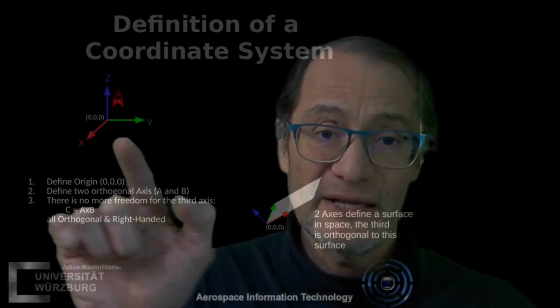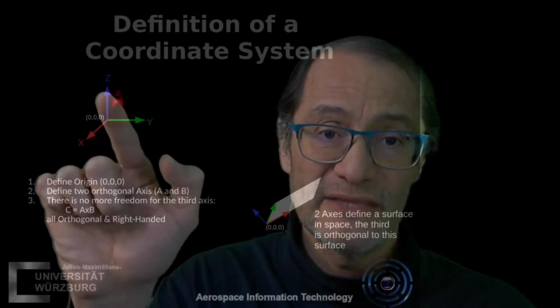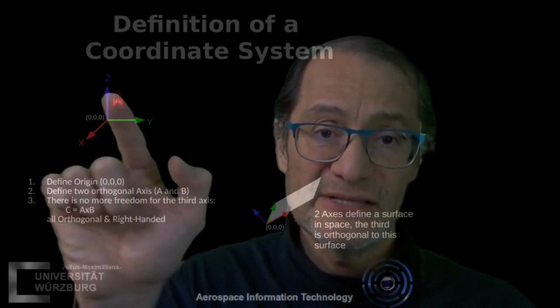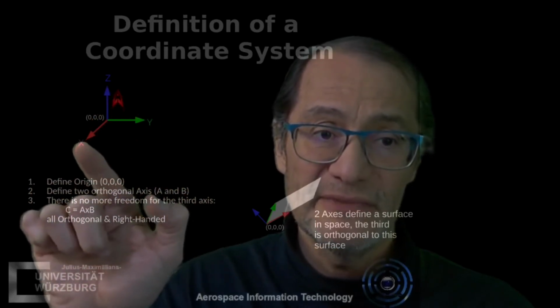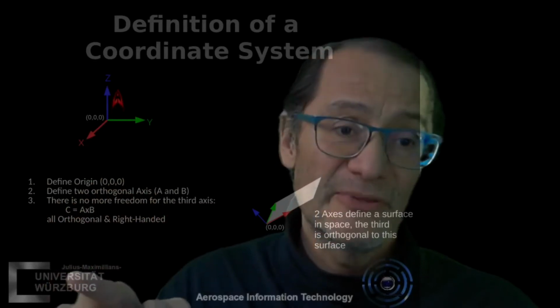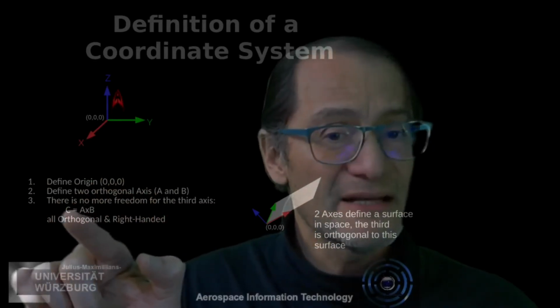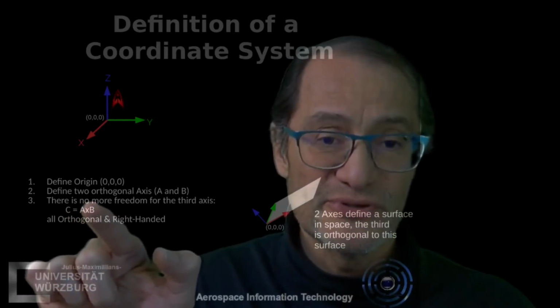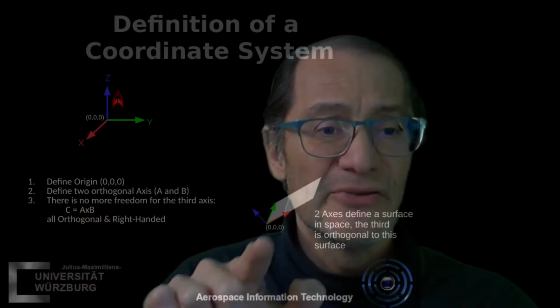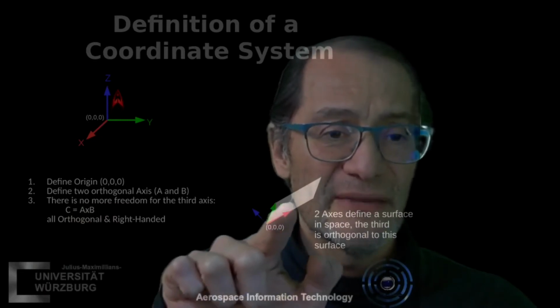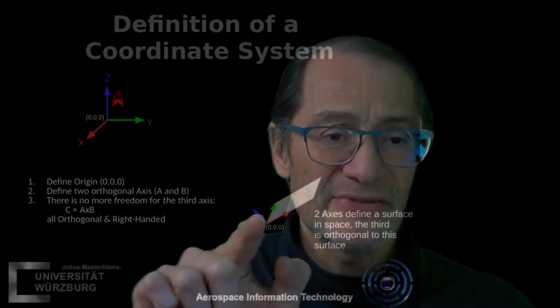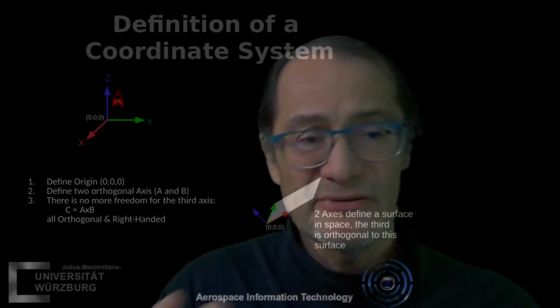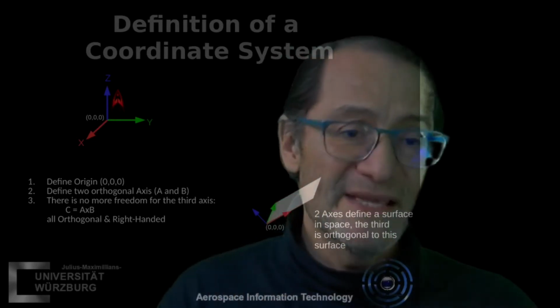So if you multiply these two vectors, the result will be this vector. If you multiply these two vectors, the result will be this vector. So you have to define only two vectors, and the third will be used in the computation, the cross product of the two vectors which you have defined. In this case, it's enough if you say x is going in this direction and y is going in this direction, and then you can compute what will be z.